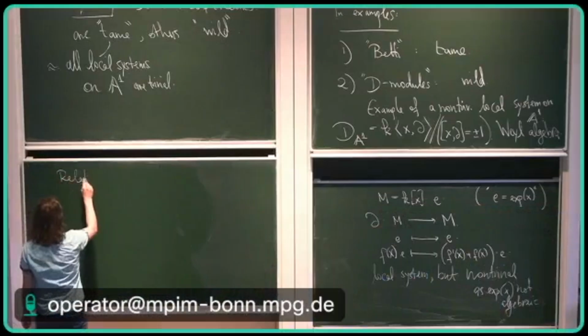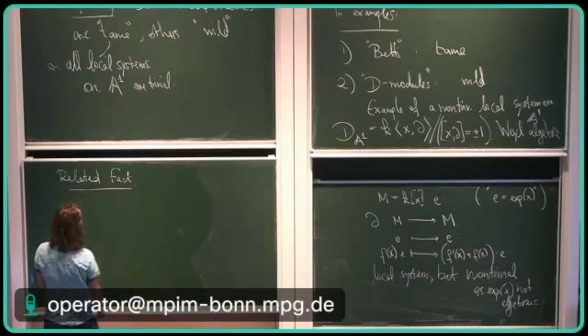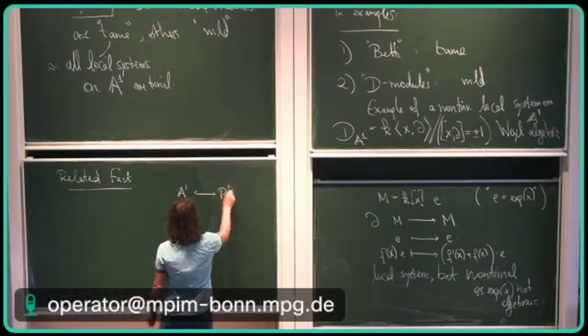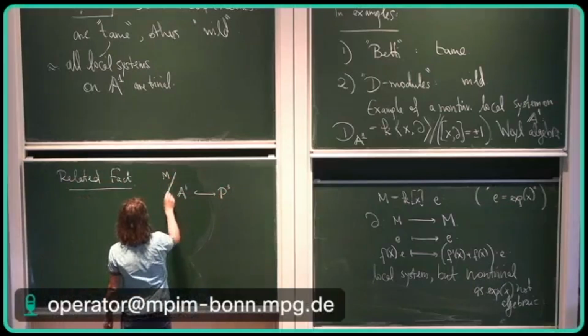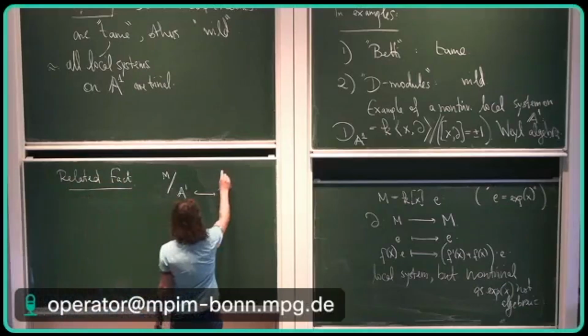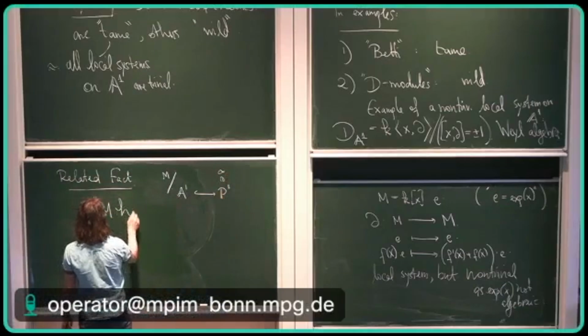A related fact is that if you embed A1 into P1, and you have your D-module M over here, and you look at the complement, infinity, then M has an irregular singularity at infinity.